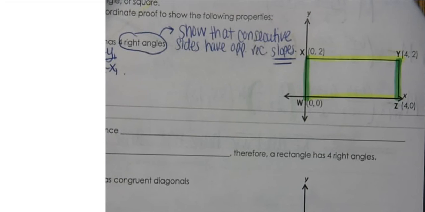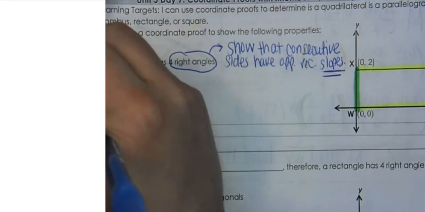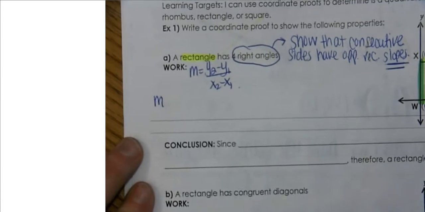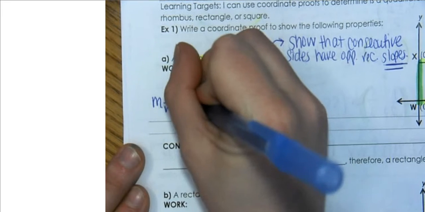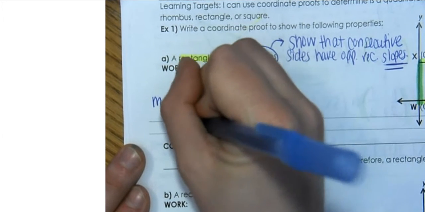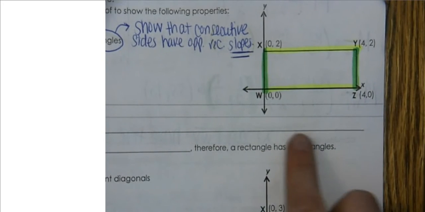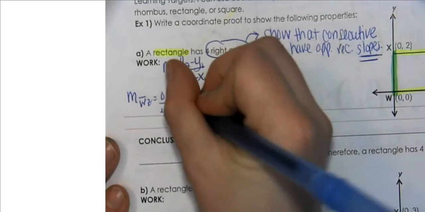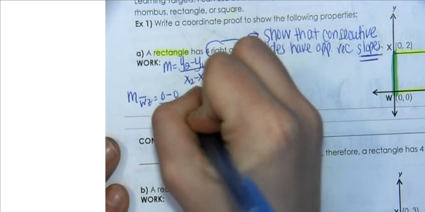So let's go ahead and start with finding the slope of WZ. I always use lowercase m, and I'm going to identify the slope of WZ. I'm going to use that formula of y2 minus y1, so that's going to be 0 minus 0 divided by x2 minus x1, which is 4 minus 0. All I'm doing is using the ordered pairs down here for WZ. If it helps to label, go ahead and label, but for time purposes, I'm choosing not to label this time. So this is going to be 0 over 4, which is 0.